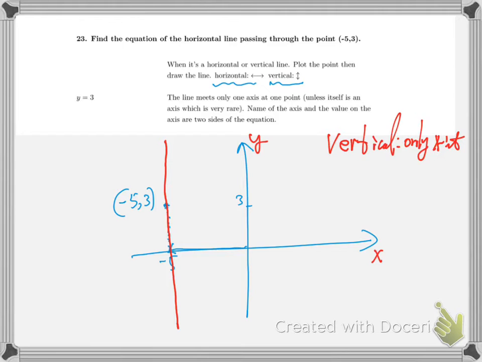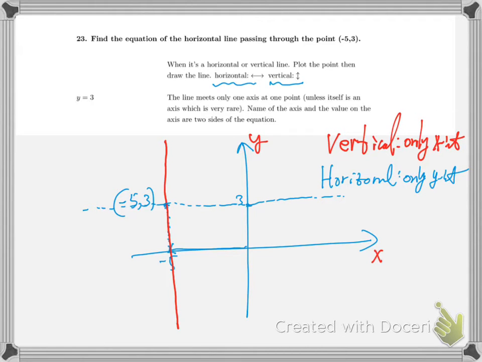So now if it's a horizontal line, there will be only a y-intercept, right? So I will use the dotted line for the horizontal line. You can see it only passes the 3 here. It only touches the y-axis, so only a y-intercept, no x-intercept. So these are the two special cases in which you only have one intercept.